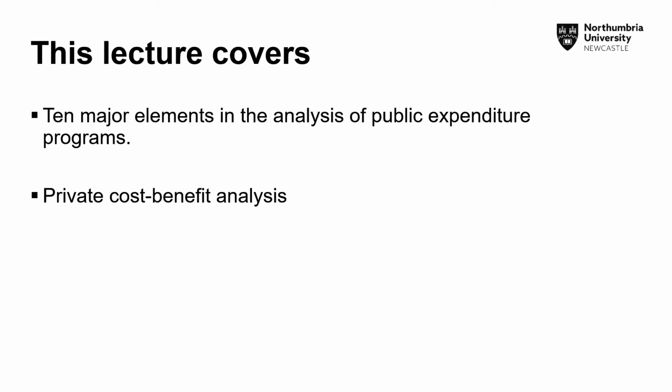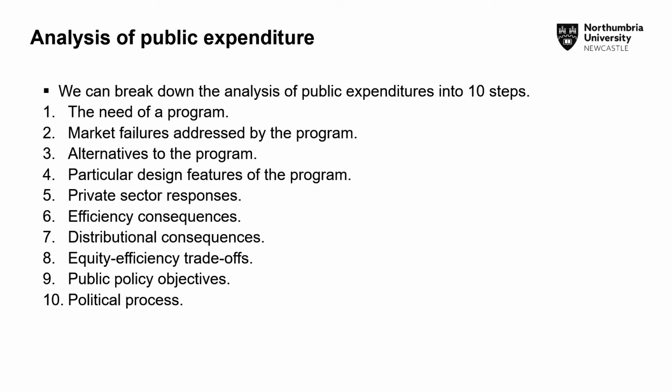So what we will cover is the 10 major elements in the analysis of public expenditure programs and also private cost-benefit analysis. As you know, funding public expenditure programs comes with a cost, potentially increased taxes, so one has to look at the cost-benefit trade-off. So how can we break down the analysis of public expenditures in 10 steps?